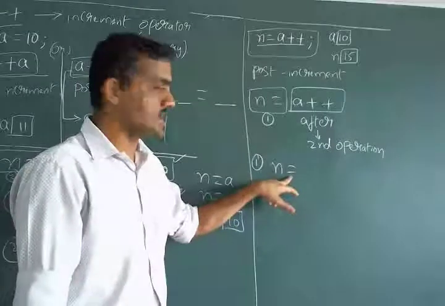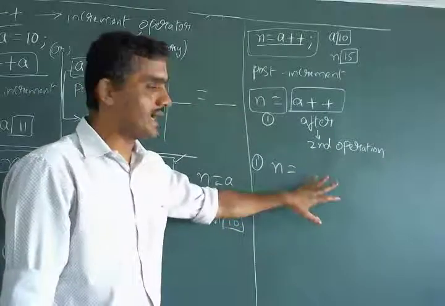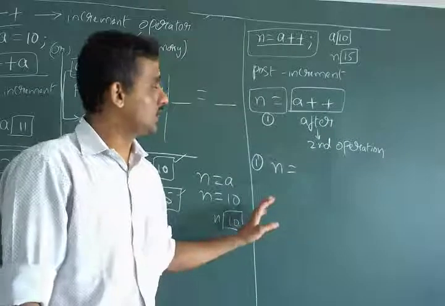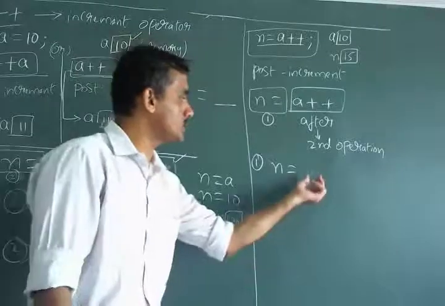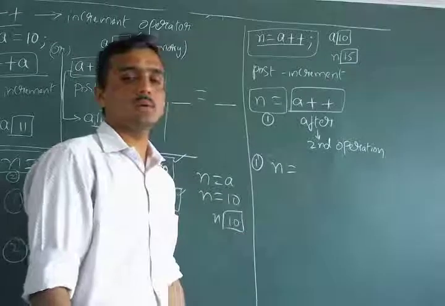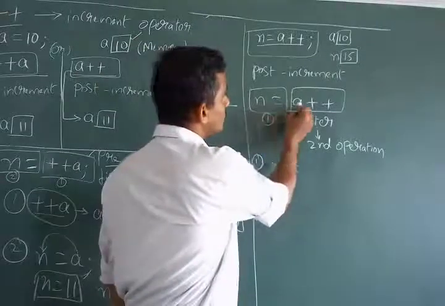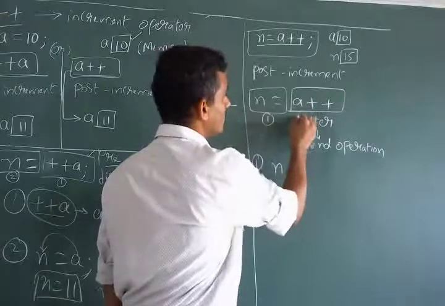After the equals to sign, if you leave it blank, it has no meaning, and we cannot solve it. So compulsorily we have to write one variable. Which variable do I have to write? In the statement, it is n equals to a plus plus. So take this variable a.